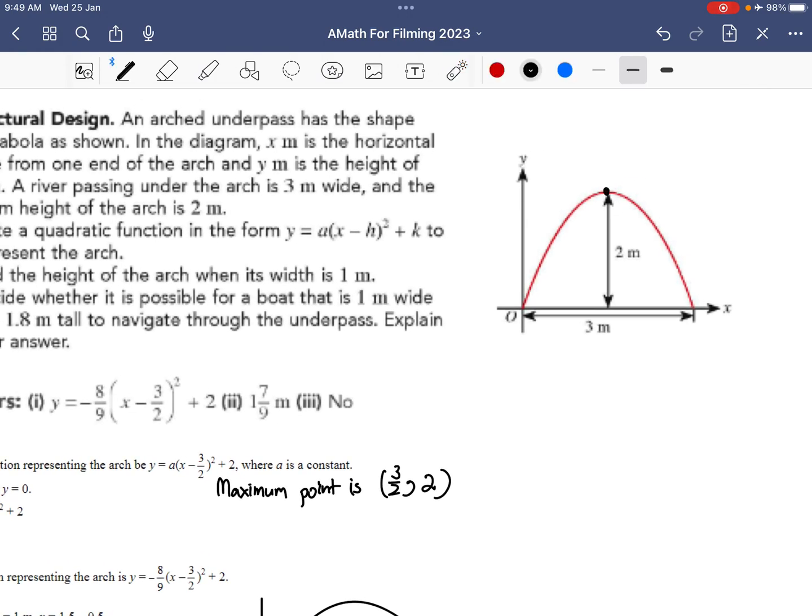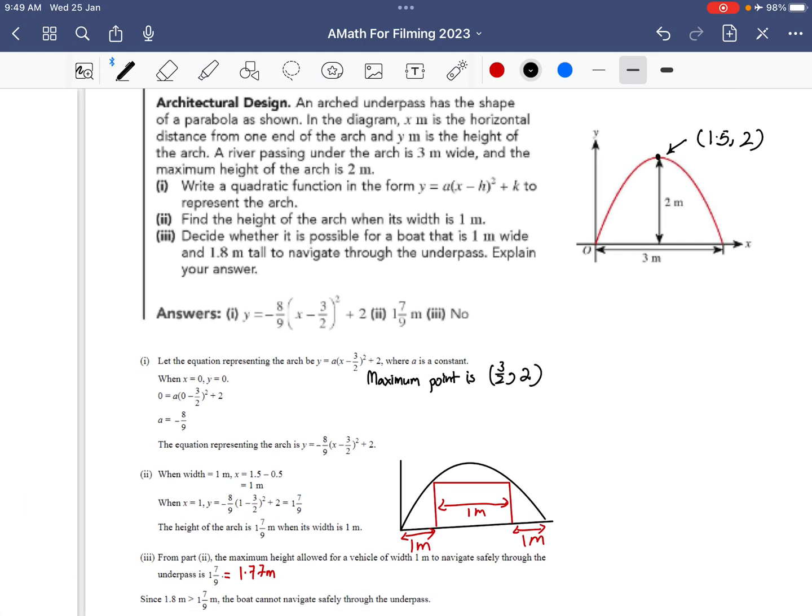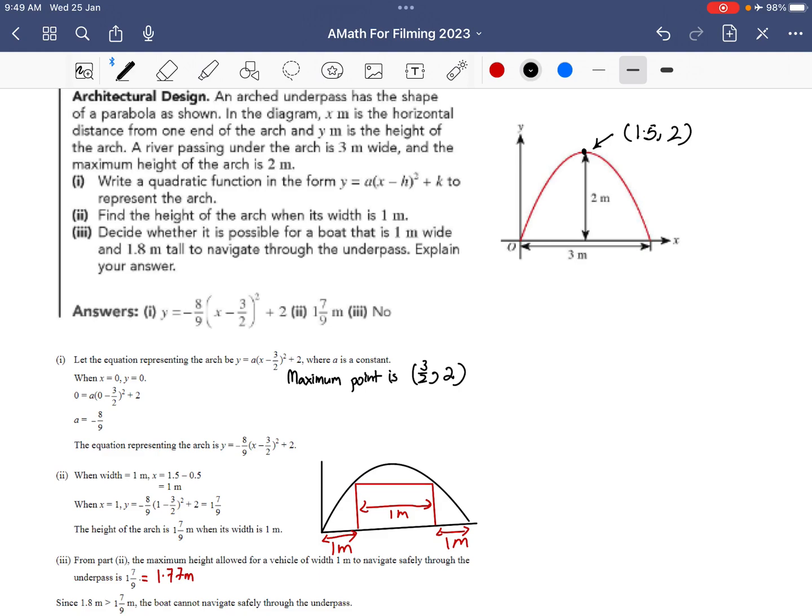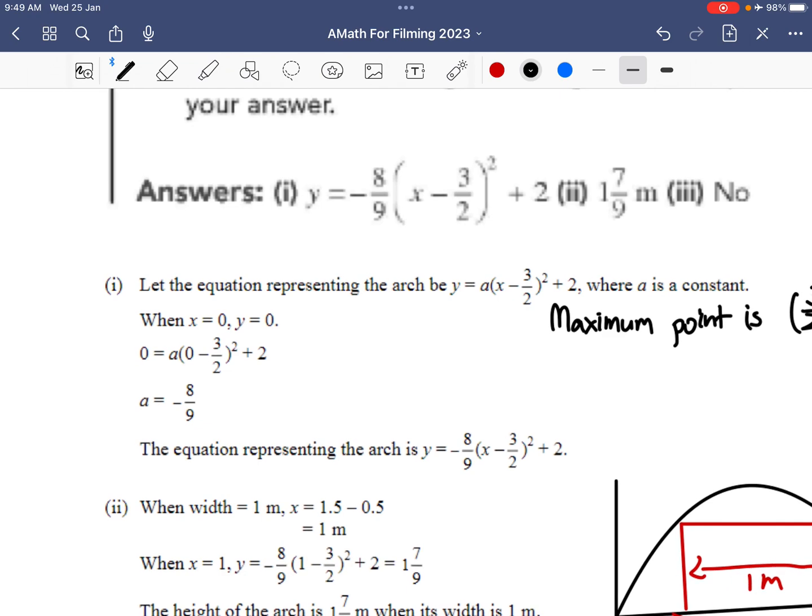Now from this diagram itself, I can say that this point here is my maximum point, and this maximum point is at 1.5 and 2. So I can write out my equation as y equals a, where a is a constant which I do not know, times (x minus 1.5) squared plus 2. So this is what I've written out here: x minus 3 over 2, squared, plus 2.